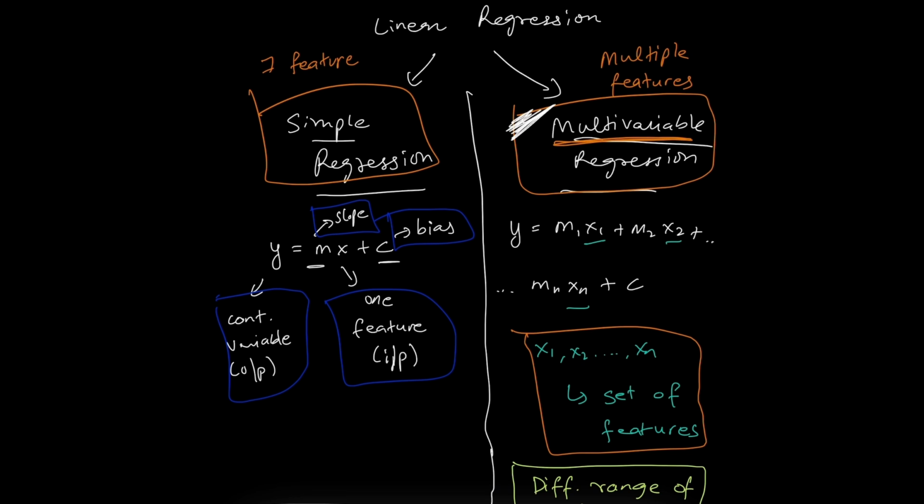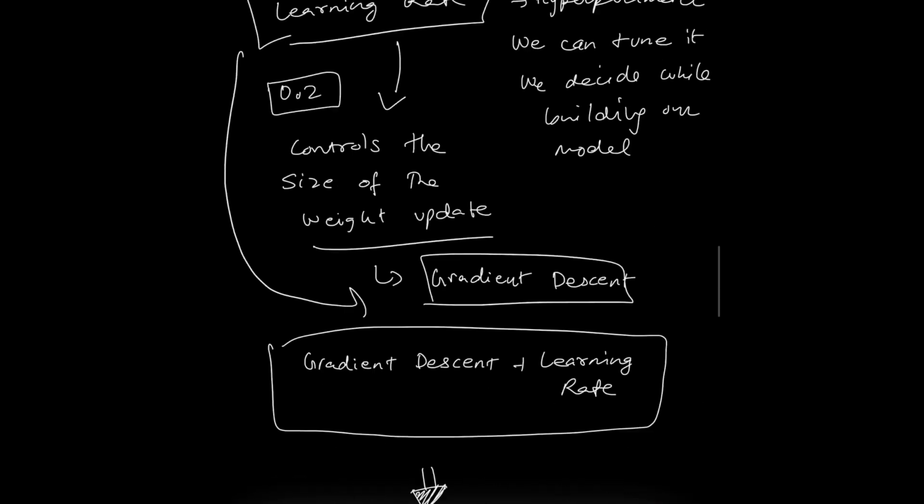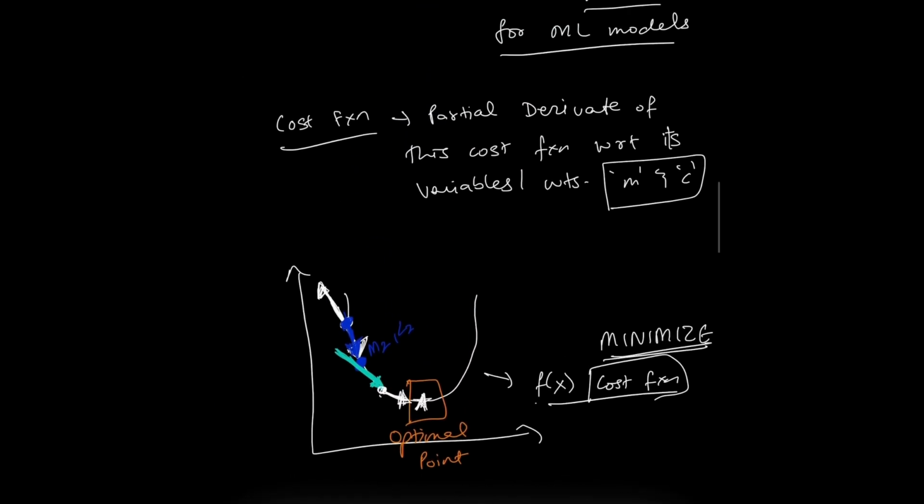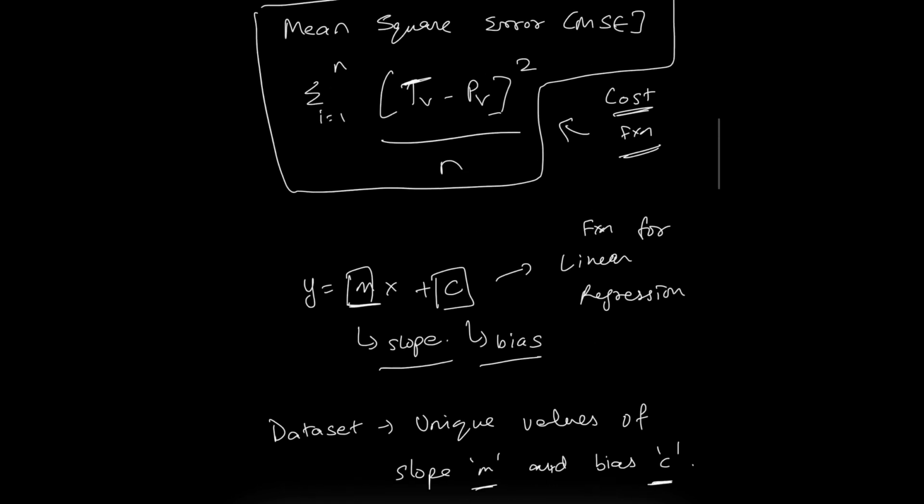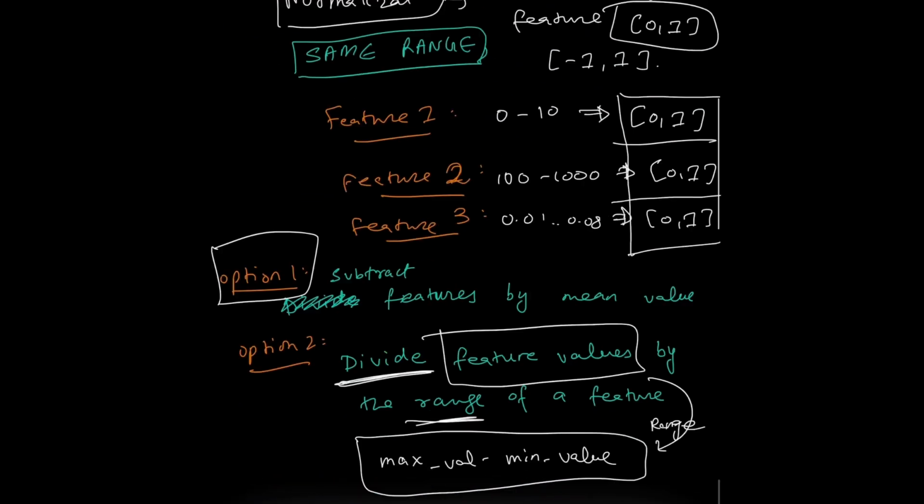Multivariable regression is very similar after the normalization. It's actually the same as simple regression that we discussed in detail. I'm giving you a high-level overview. What we discussed is the cost function, the gradient descent, and the learning rate. So I'll summarize that.